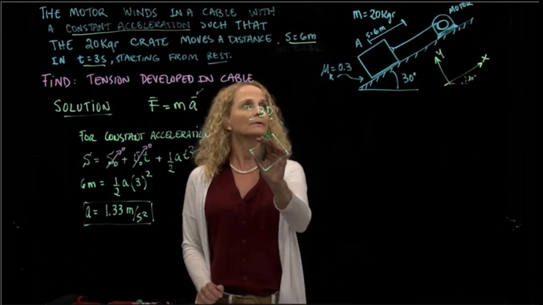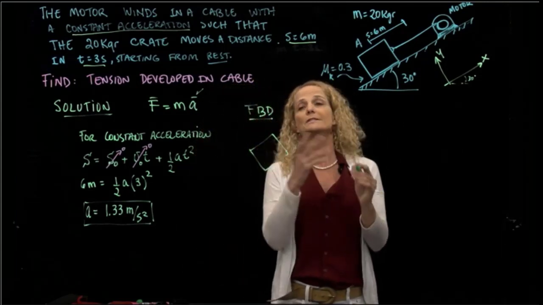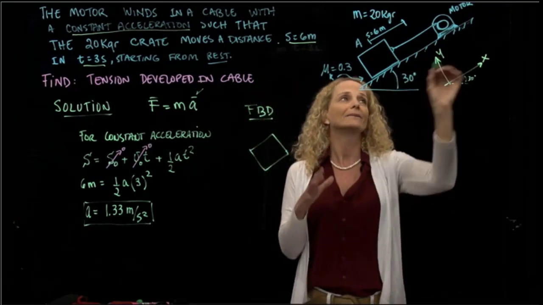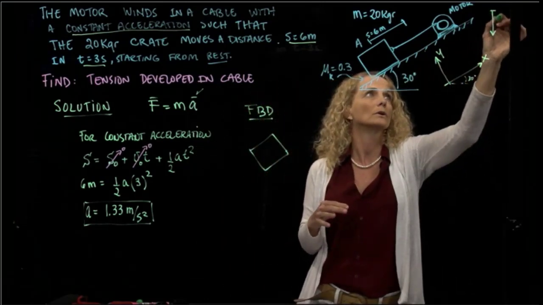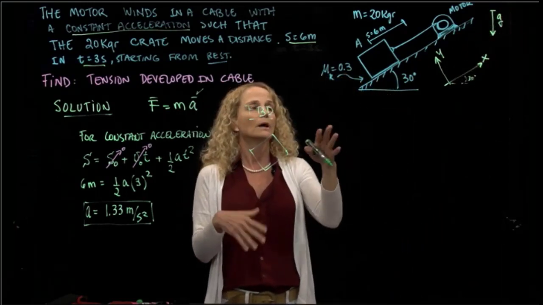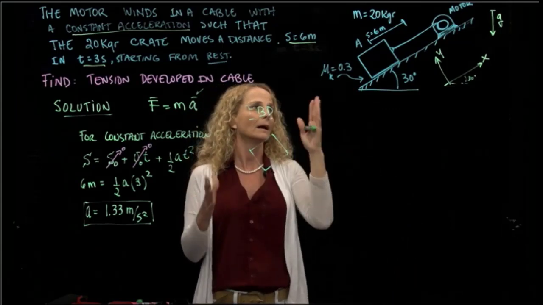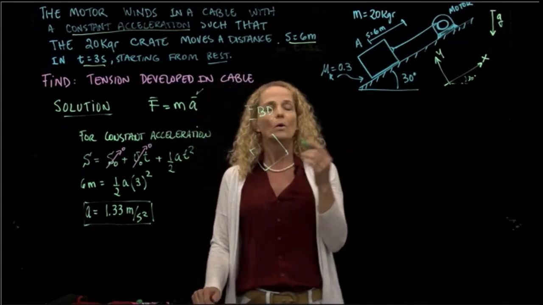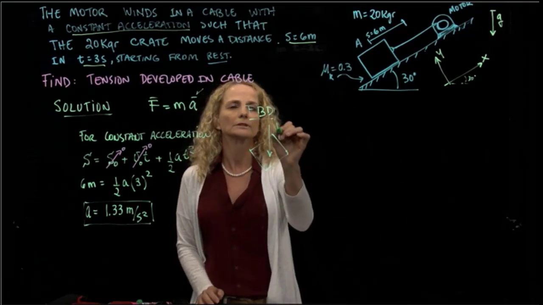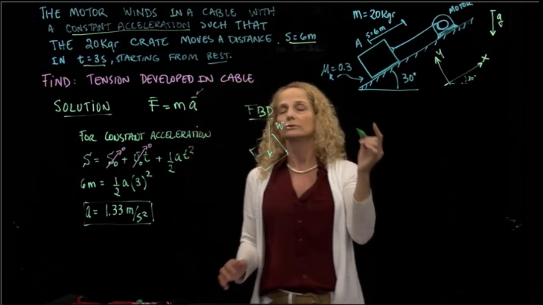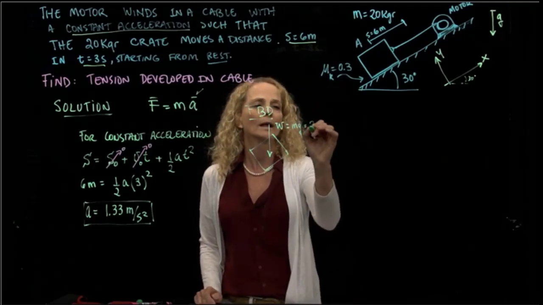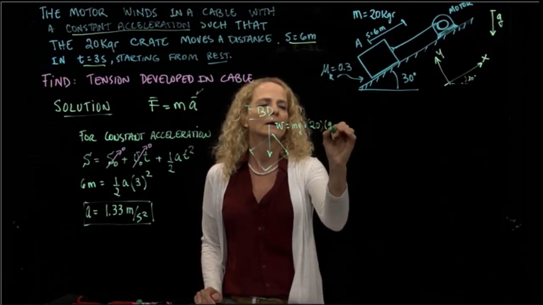So what does my free body diagram have? First, the weight. Even though I'm using an inclined system, gravity always goes vertical. I cannot draw the gravity in any other direction, and even if I've inclined the system, I still have to draw my gravity or my weight in the vertical direction. So this is the weight, and as we know, the weight will be mass times gravity, which is 20 times 9.81.